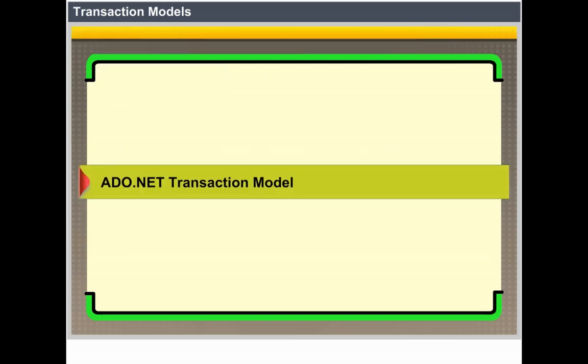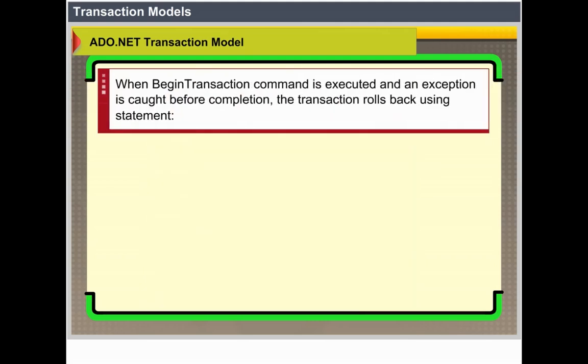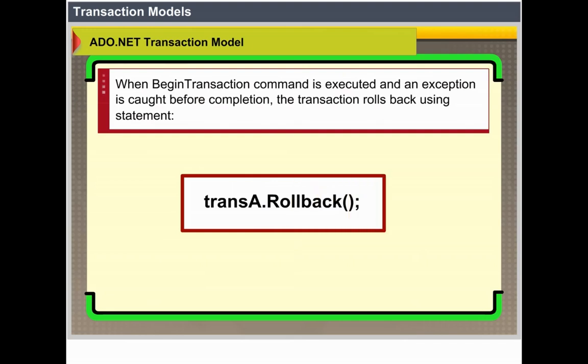ADO.NET Transaction Model. Catching an exception. When a section of code is executed, and an exception condition denoted by E is discovered, then another section of code is executed. Catch E. When begin transaction command is executed and an exception is caught before completion, the transaction rolls back using statement trans_a.rollback.